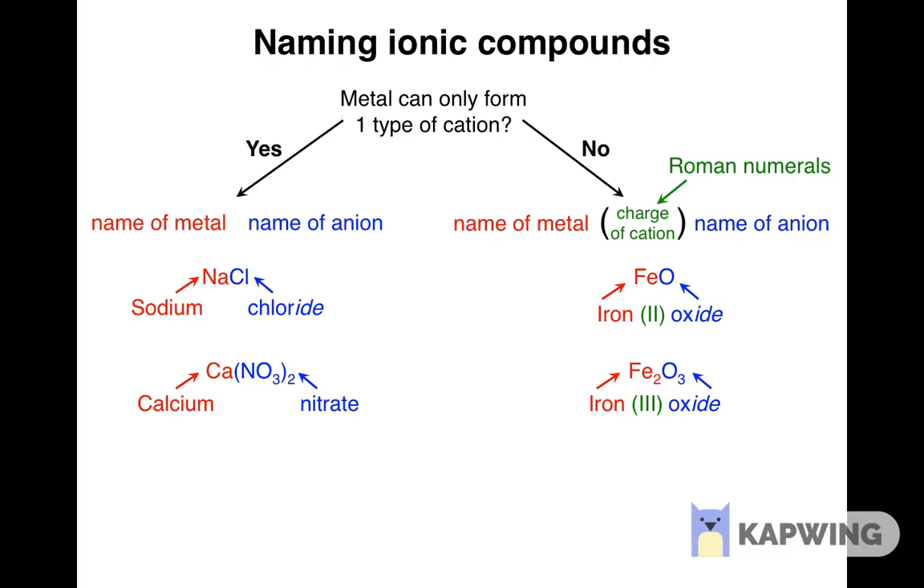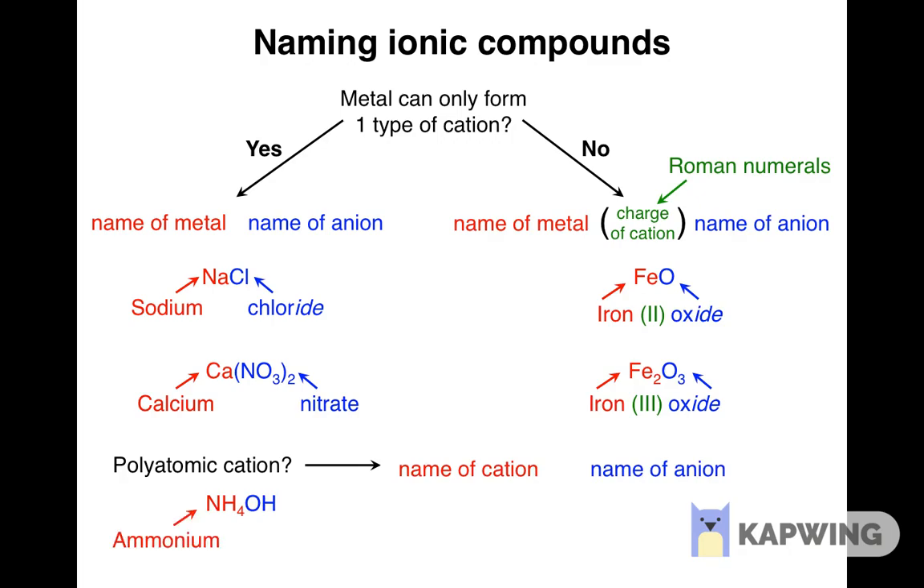If the ionic compound has a polyatomic cation like ammonium, NH4+, then the compound name is simply name of cation plus name of anion. So NH4OH is ammonium hydroxide. Note that when naming ionic compounds, we do not use prefixes for the number of atoms of each element, as we do for molecular compounds.